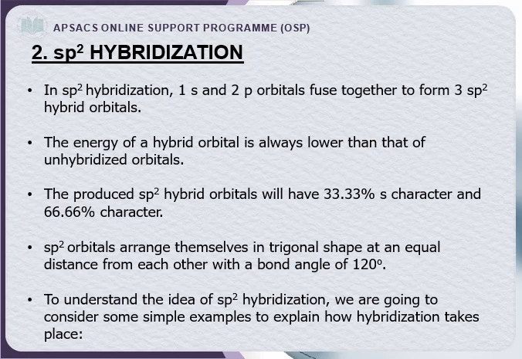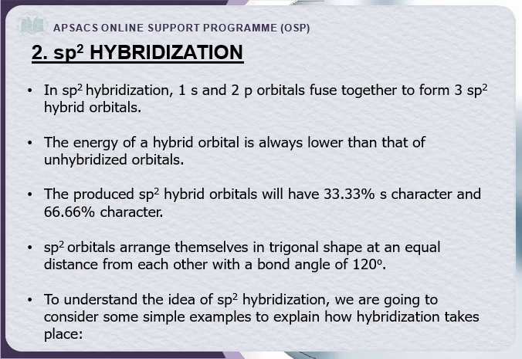The percentage of s and p character in this type of hybridization is, as you can see, only one s orbital and two p orbitals overlapped. So out of 100, 33.33% is s character, while 66.66% is p character. So the domination is of p orbitals.